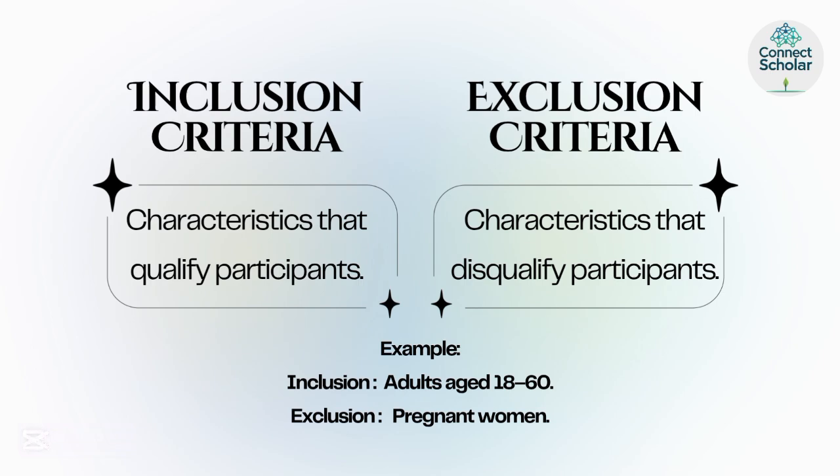For example, if your study includes adults aged 18 to 60, but you have excluded all the pregnant women under this age category. So the inclusion and exclusion criteria totally depend on what kind of study you are conducting and what exactly your topic is.